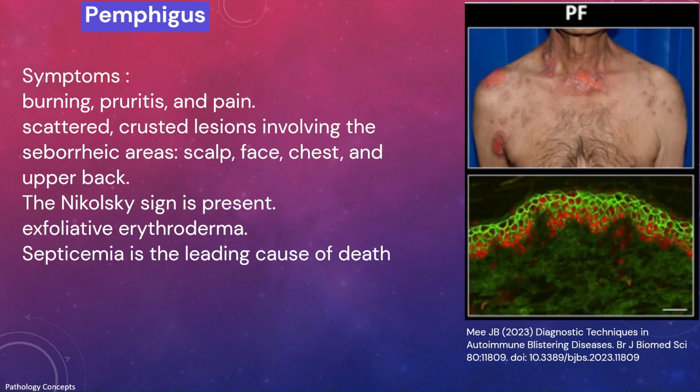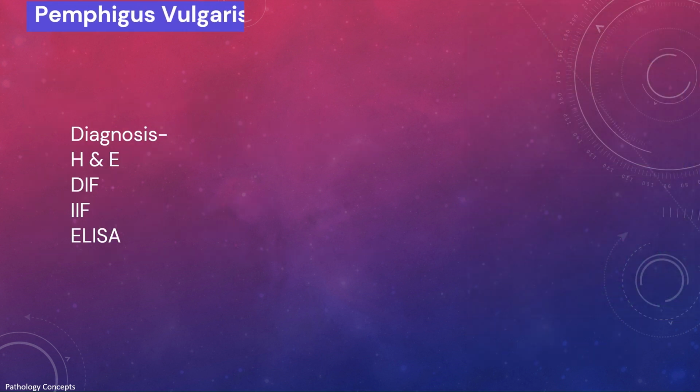Disease may stay localized for a year or it may rapidly progress to generalized involvement resulting in exfoliative erythroderma. It is associated with high morbidity, mortality and potential life-threatening complications. The septicemia is a leading cause of death in Pemphigus. The diagnosis is done by H&E, direct immunofluorescence, indirect immunofluorescence and ELISA.